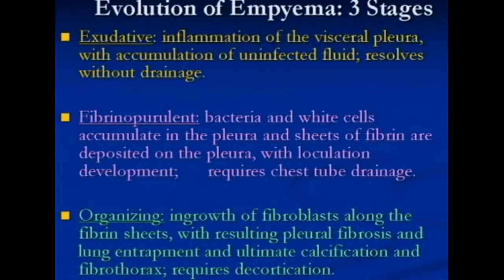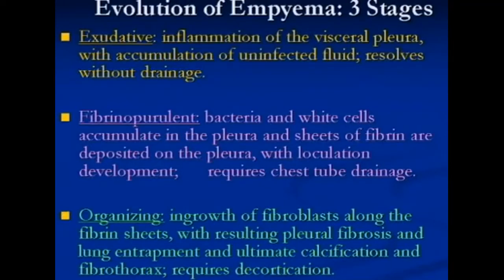Now, if you look at the evolution of these effusions from a parapneumonic effusion to a frank empyema, there are three phases. There's an exudative phase, which basically is the inflammation of the visceral pleural surface with accumulation of uninfected fluid. This resolves without any drainage. Basically, you treat the patient, the infection goes away with antibiotics, and that's it.